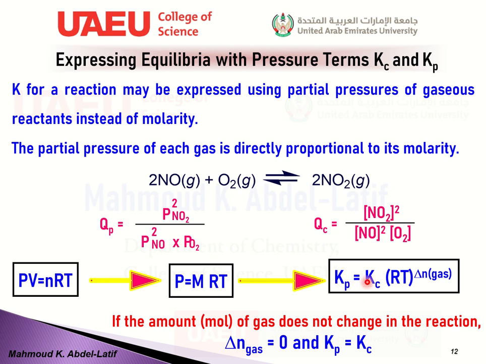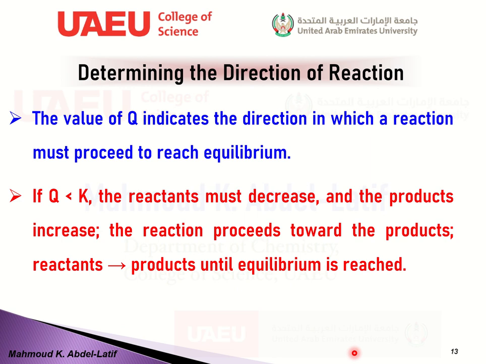Kp equals Kc times RT to the power delta n, where delta n is the number of moles of products minus the number of moles of reactants. If delta n equals 0, Kp will equal Kc. If the number of moles of gas does not change in the reaction, delta n will be 0, so Kp equals Kc.